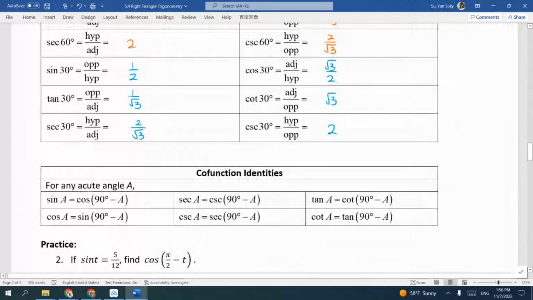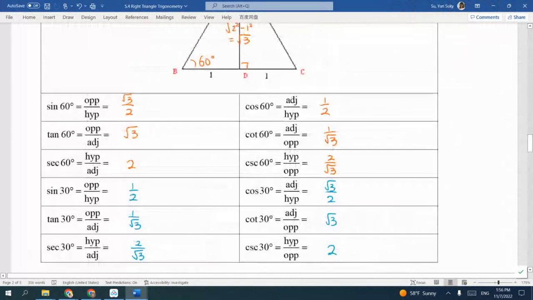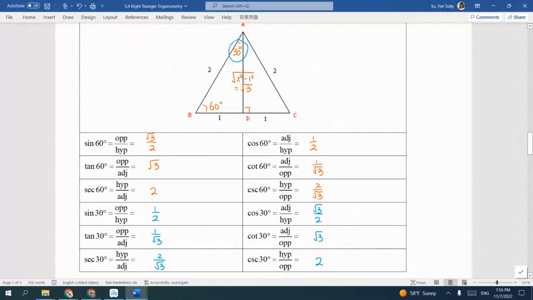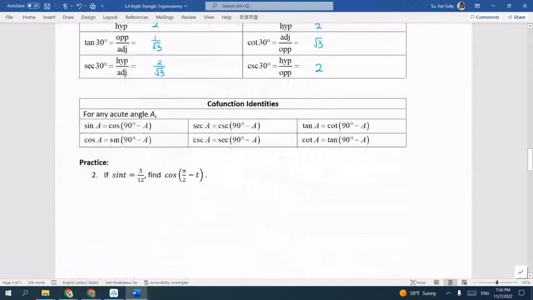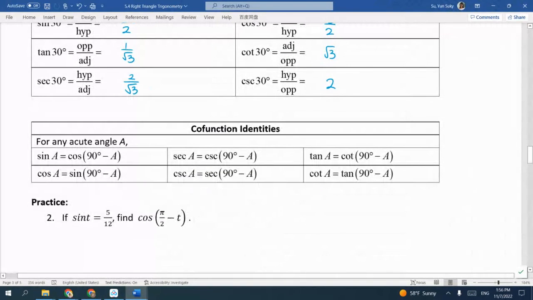And also, we have the cofunction identities. So from this picture, you see the sine of 30 degrees is opposite over hypotenuse. But it's the same as cosine of 60 degrees. So if the angles are complementary, then you have sine A equals cosine of 90 degrees minus A. The cosine A equals sine of 90 degrees minus A. Secant, cosecant, and tangent, cotangent for the complementary angles. Okay, and then we will continue next.